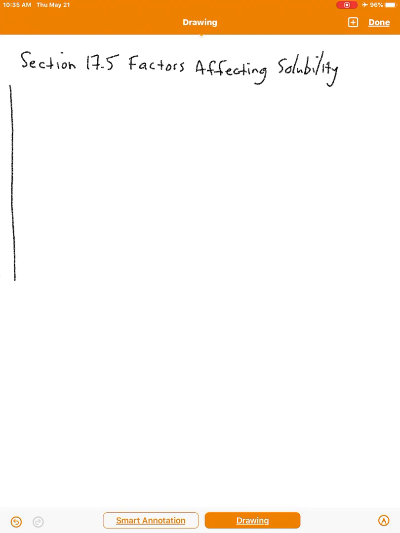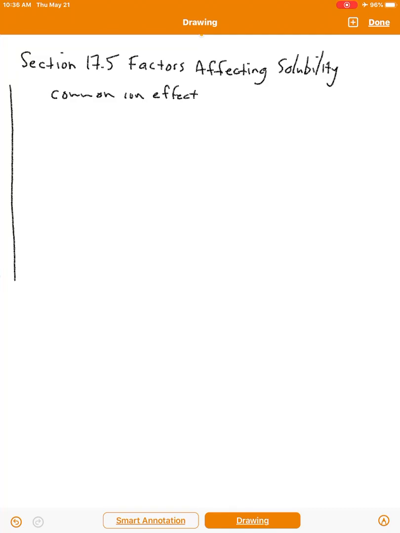Okay, this is section 17.5, factors affecting solubility. So we're going to look at two ways in which we can affect the solubility of one of the salts that we talked about in the earlier section, 17.4. And the first factor we're going to look at is the common ion effect. We talked about that early in the chapter when we were talking about buffers. This is also a factor when it comes to solubility.